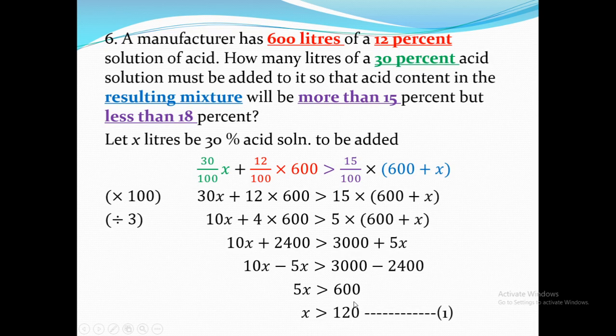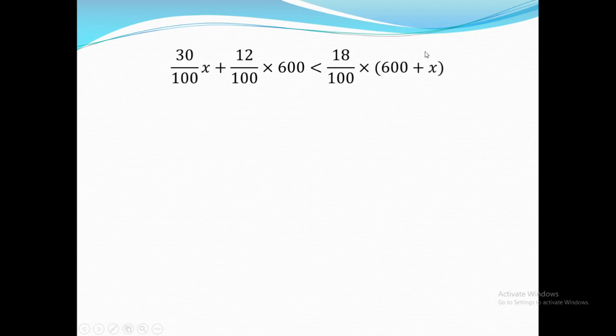Keep this as case 1, because we have another case also, that it should be less than 18%. So very simple. In this place alone, change the inequality. It is less than, isn't it? So you change the sign to less than, and instead of 15 by 100 you have to write 18 by 100. So that is the next statement. See, this is the next statement. I have only replaced that.